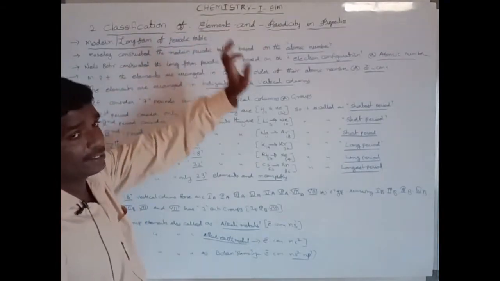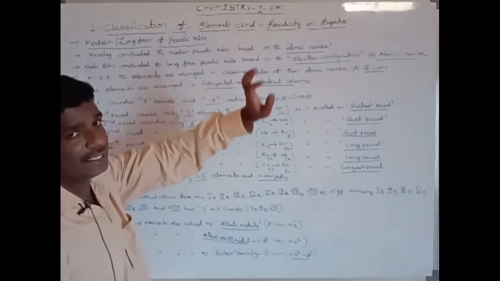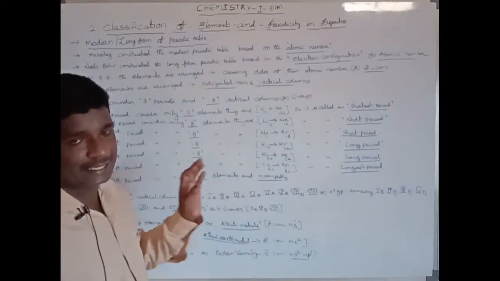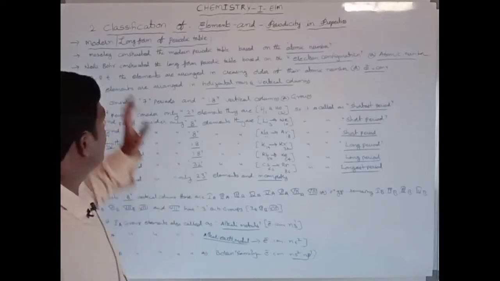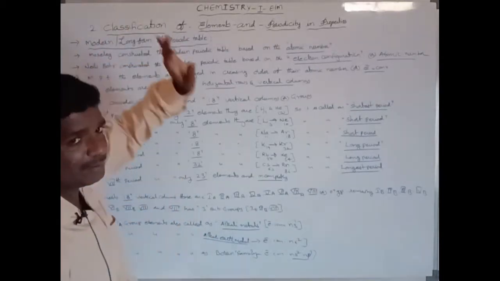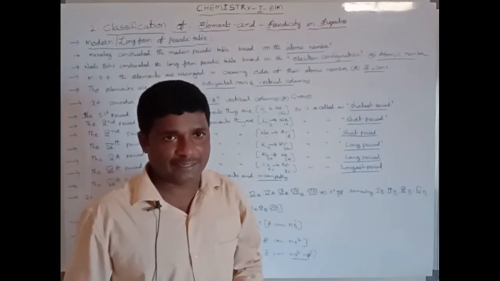Chemistry first year, English medium. Classification of elements and periodicity in properties. That is the second lesson. Today we are going to discuss the modern periodic table, or long form of the periodic table.